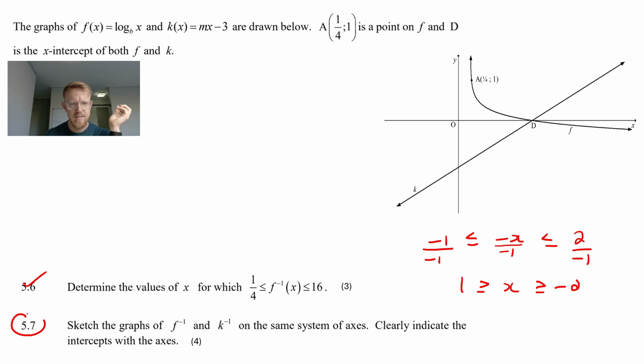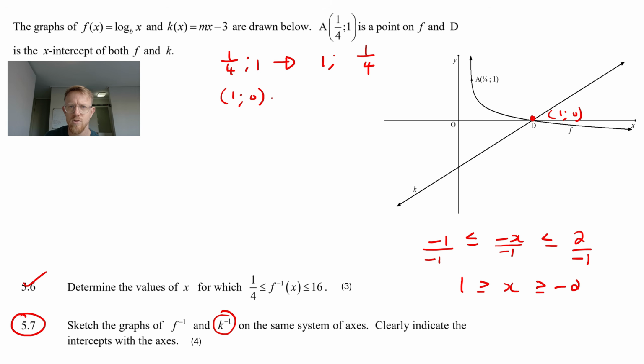This last one says, sketch the graphs of the inverse, and also sketch that one on the same system of axes, clearly indicating the intercepts. This is a super easy question because what we need to remember is that when you have inverses, the x's and the y's simply change. So if I have to go look at the graph of f to the -1, so it's the inverse, all I do is take this coordinate and switch the x and y around. So it goes like that. And then I remember what D's coordinate was. It was 1 and 0. So 1 and 0 just becomes 0 and 1. Let's just write that a bit better.